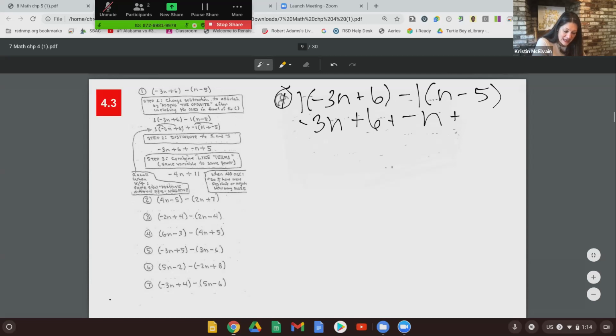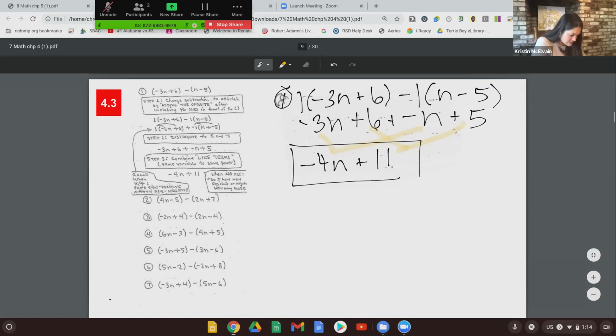plus, so I have -1 times -5. That's going to give me a +5. So now I'm going to combine like terms. So here's my 2 n's right here, and then 6 and 5. So -3n and another -n gives me -4n plus, then I have a +6 and a +5. It's going to give me 11.